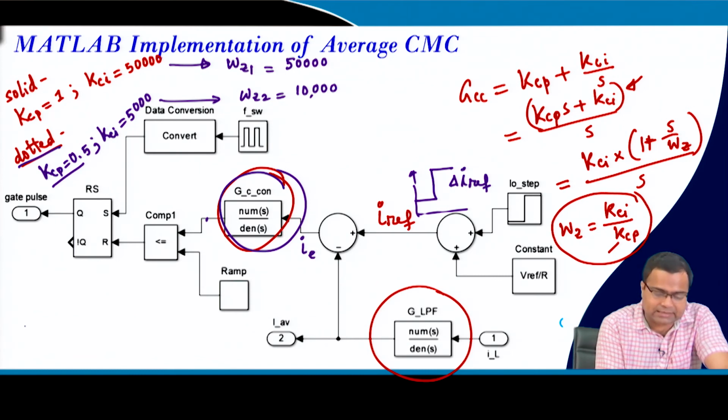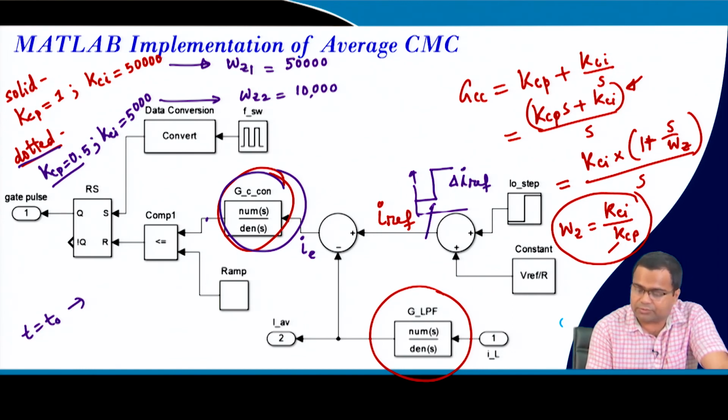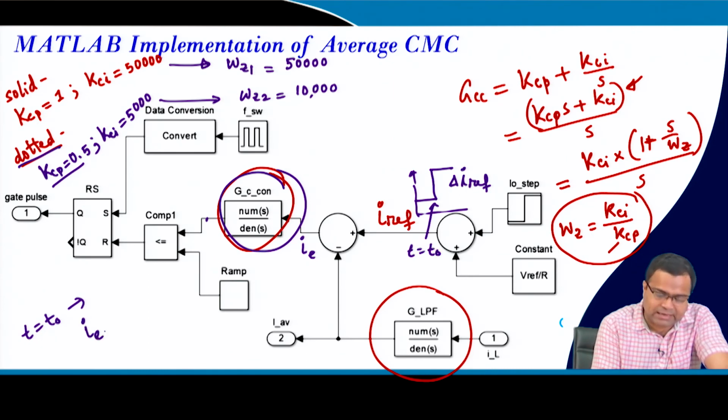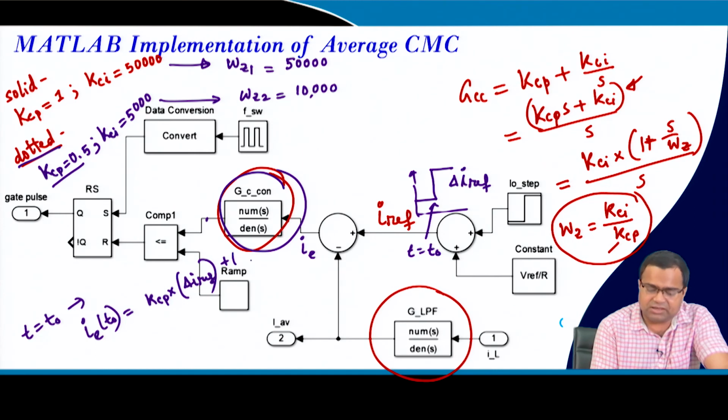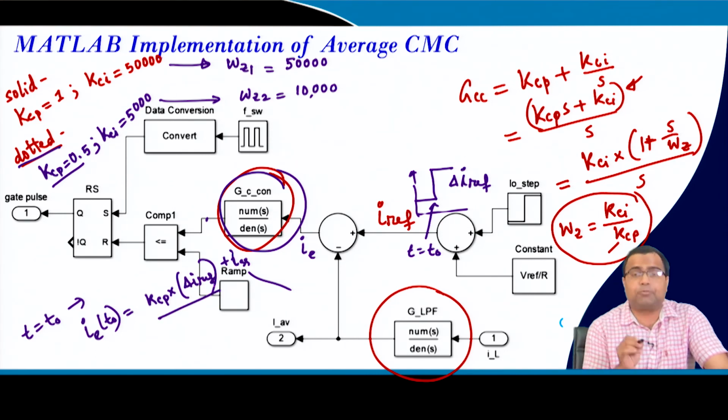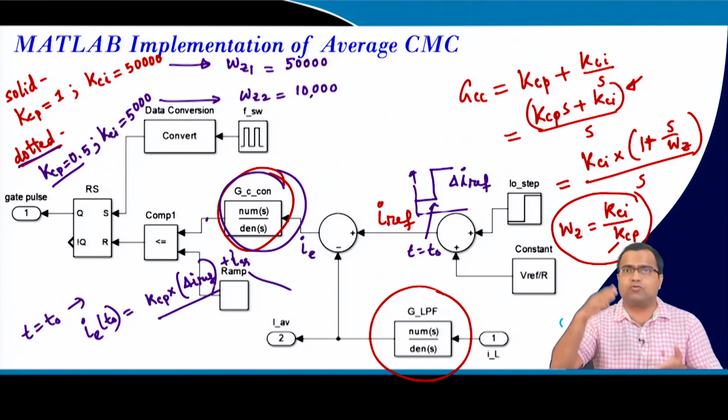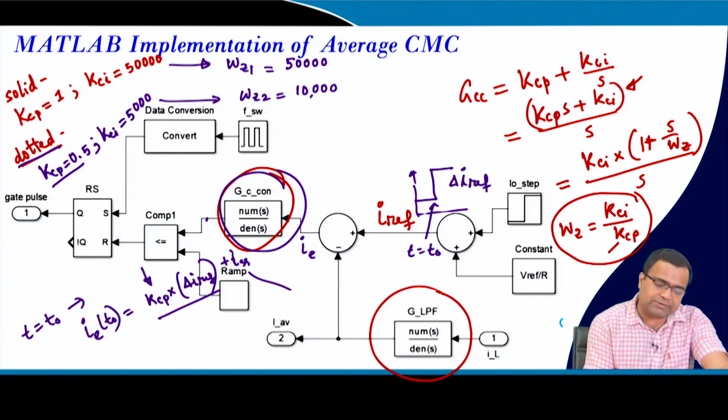So, let us say at t equal to t0, if I take IE at t equal to t0, there will be an immediate jump, that means there will be KCP into that delta IREF jump, plus its earlier steady state value. So, this jump also has to be reduced, otherwise that was causing a high overshoot. So, that is why we have to reduce this gain also.